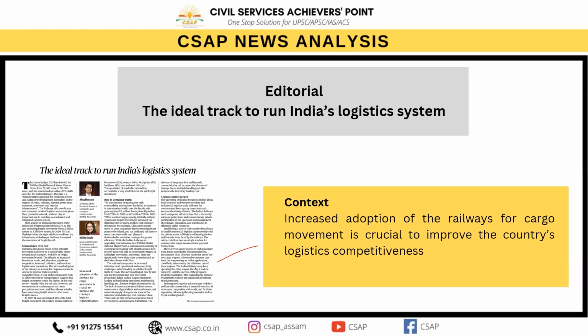So PM Gati Shakti provides the right platform to address the infrastructural challenges that have hampered the movement of freight by rail. And the increase in the share of railways in freight movement from 27% to 45% by 2030 is the target of this particular PM Gati Shakti.